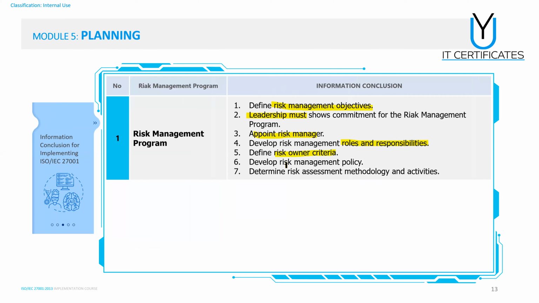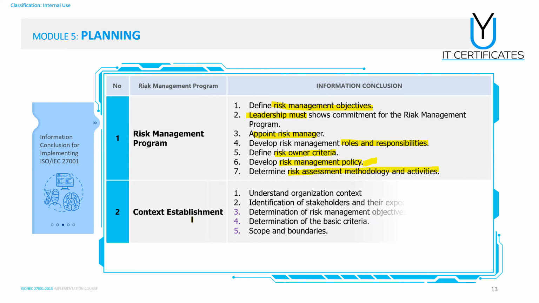Who will own the risk? The risk owner is the one who will be responsible for managing the risk. And we have to develop the risk management policy. This must be done by the management, and we have to define the risk methodology and activities. This is information you have to keep in mind when you go to XYZ company to implement the ISO for them, and these are things which we will try to apply in the next phase.